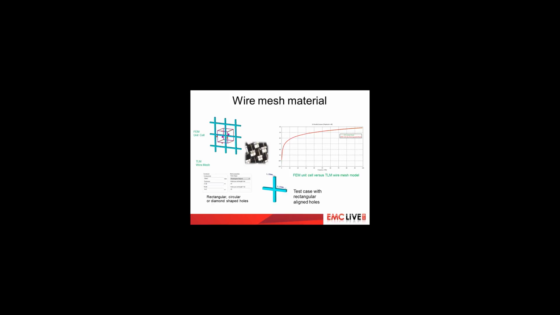In the finite element solver, a small unit cell piece of the wire mesh is modeled in detail, and the unit cell boundary conditions are used to simulate an infinite periodic structure. The transmission response for 1 millimeter size wires with 10 millimeter aperture size is plotted. And you can see very, very good agreement between the finite element simulation and the TLM thin panel equivalent model.